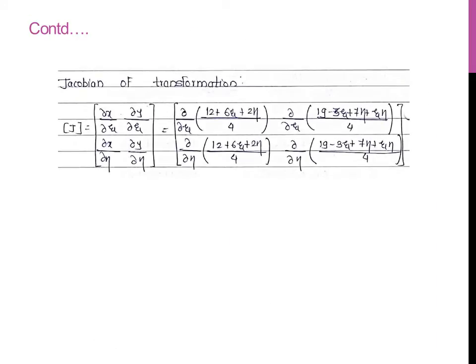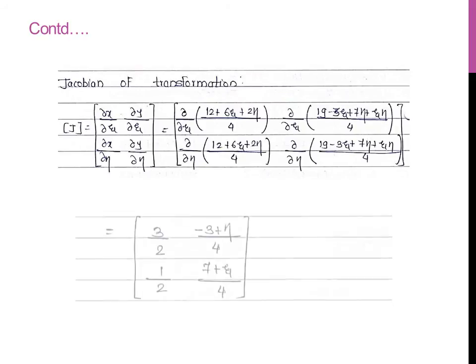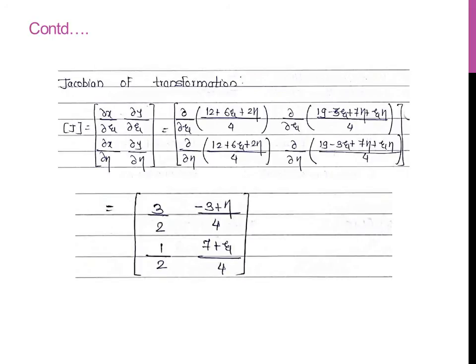The Jacobian of transformation we have already seen before. The J matrix has first row del x by del zeta, del y by del zeta, and second row del x by del eta, del y by del eta. You know the x and y values and the partial derivatives with respect to zeta and eta, so putting the values of x and y, you will get 3 by 2, minus 3 plus eta upon 4, 1 by 2 and 7 plus zeta upon 4.